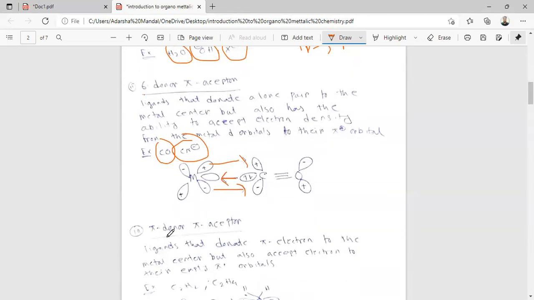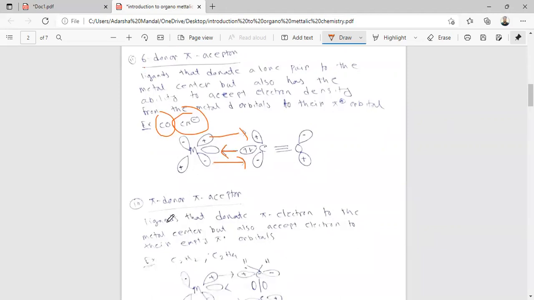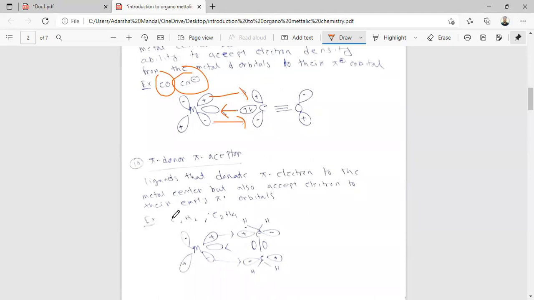And another one is the pi donor and pi acceptor. Pi donor and pi acceptor means the ligand donates pi electrons to the metal center and also accepts electrons from the metal d orbital into the empty pi star orbital. So examples of this pi donor pi acceptor ligand are the acetylene molecule or the ethylene molecule.